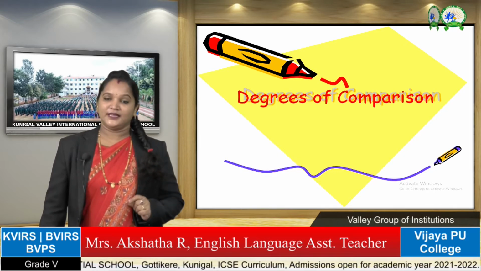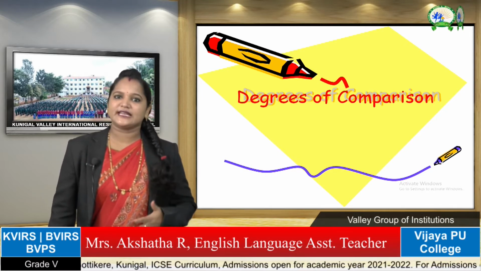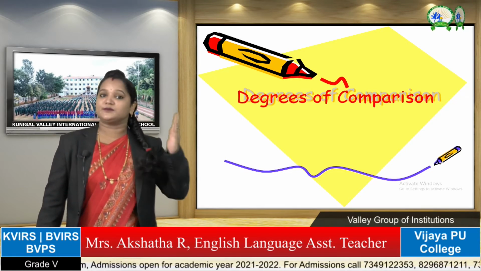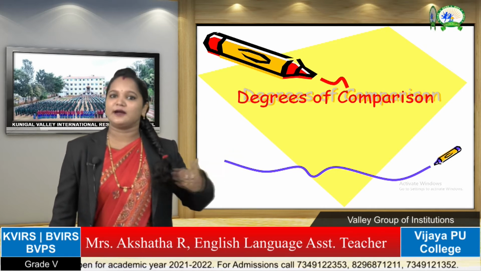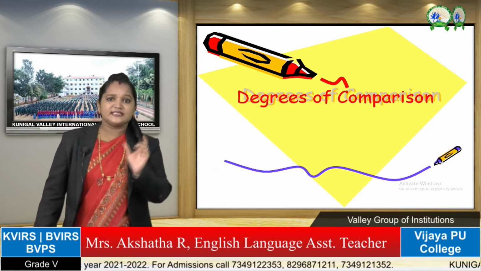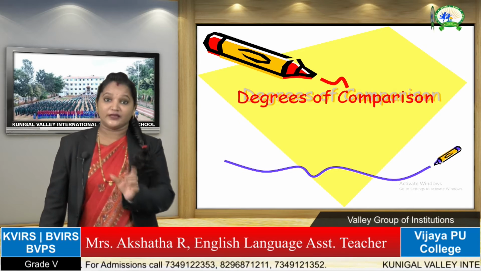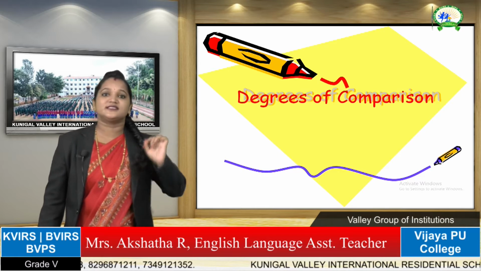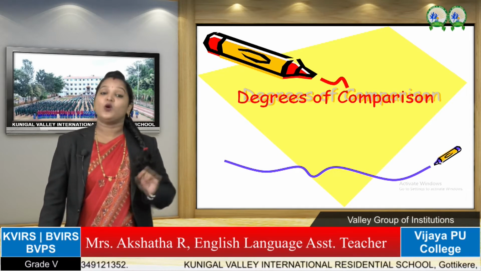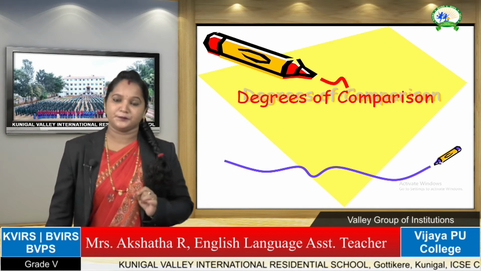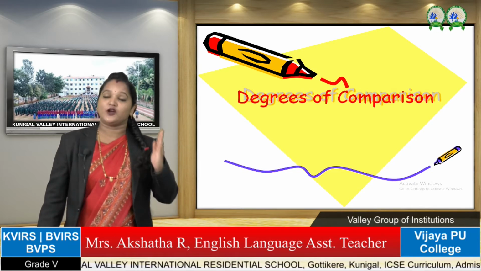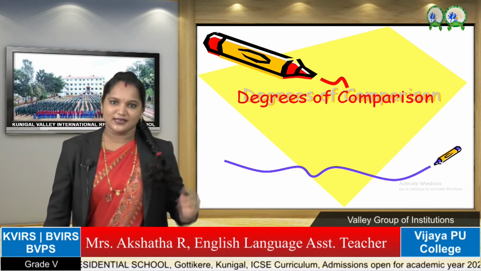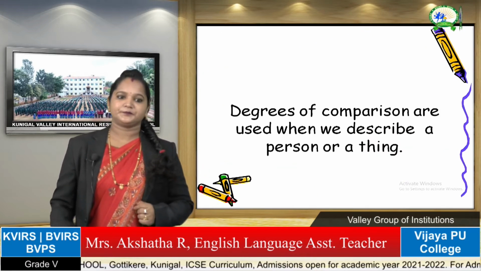Degrees of comparison. Children, usually when we describe a few things, we start comparing who is better, who is best. We start comparing things. So, these adjectives are used to compare things, to compare nouns. In today's class, we are going to learn what degrees of comparison are, what the types of degrees of comparison are, and how to change the adjective according to the degrees of comparison. These are the things we are going to learn in today's class. Let us get into the class.